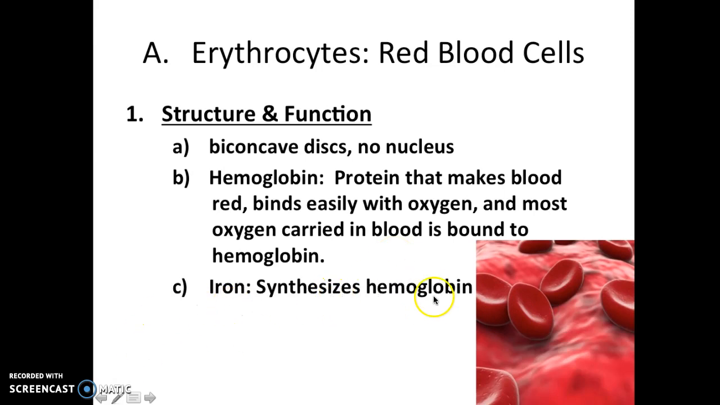Iron synthesizes hemoglobin, so if you are anemic, that means that you need to increase your iron. Without iron, you cannot make the hemoglobin, therefore you're not going to have as many red blood cells. One source of iron would be animal muscle, so your steak, your chicken, things like that. You can also get it from plants. You can get a lot of iron in your spinach, your kale, dark leafy greens.